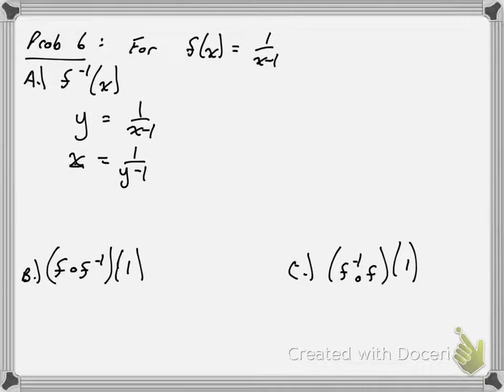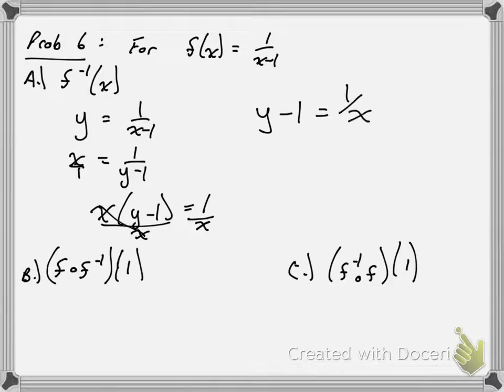So again, we can always cross multiply here. We get x times y minus 1 equals 1. Divide by x to get rid of that x. So you get y minus 1 equals 1 over x. Now just go ahead and add 1. I get y equals 1 over x plus 1.